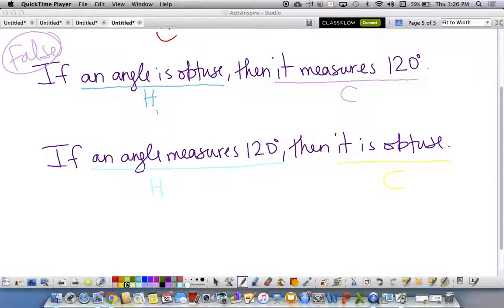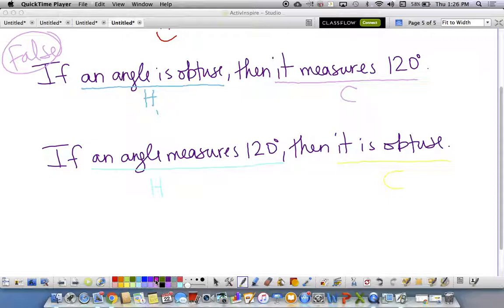Yellow. Of course it's true. If an angle measures 120 degrees, then it is obtuse. What is the truth value for this statement? What do you think? What is the truth value now? True. It's true. Why? Because anytime an angle is 120 degrees, then it is obtuse. I can't put in anything else right there that would make that be true.